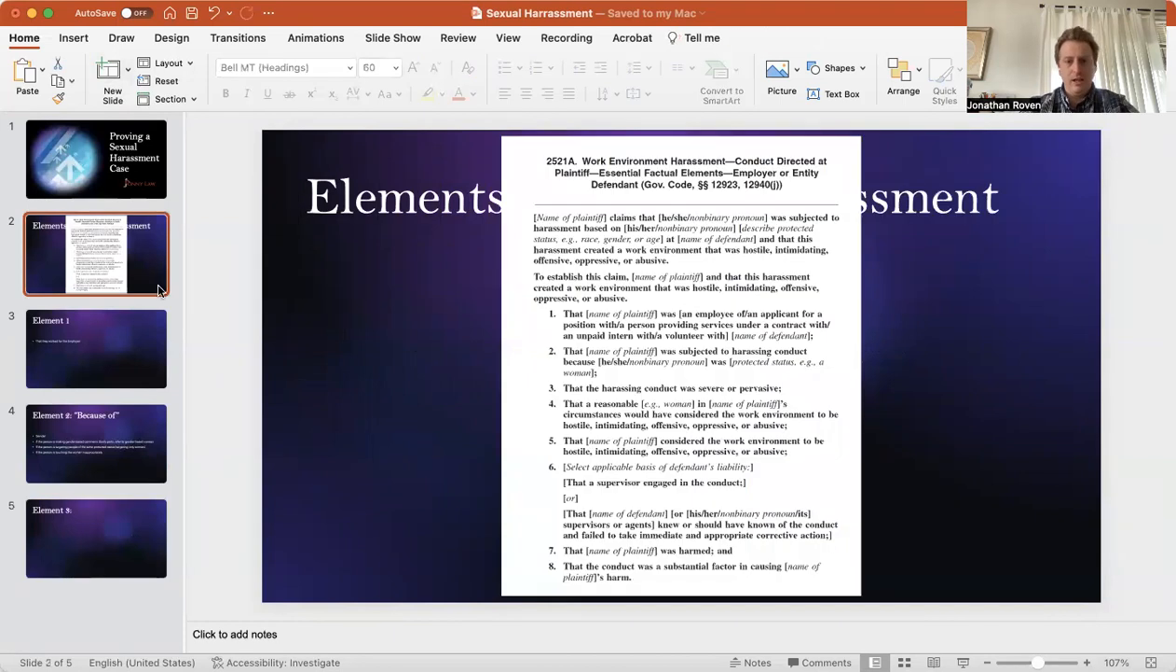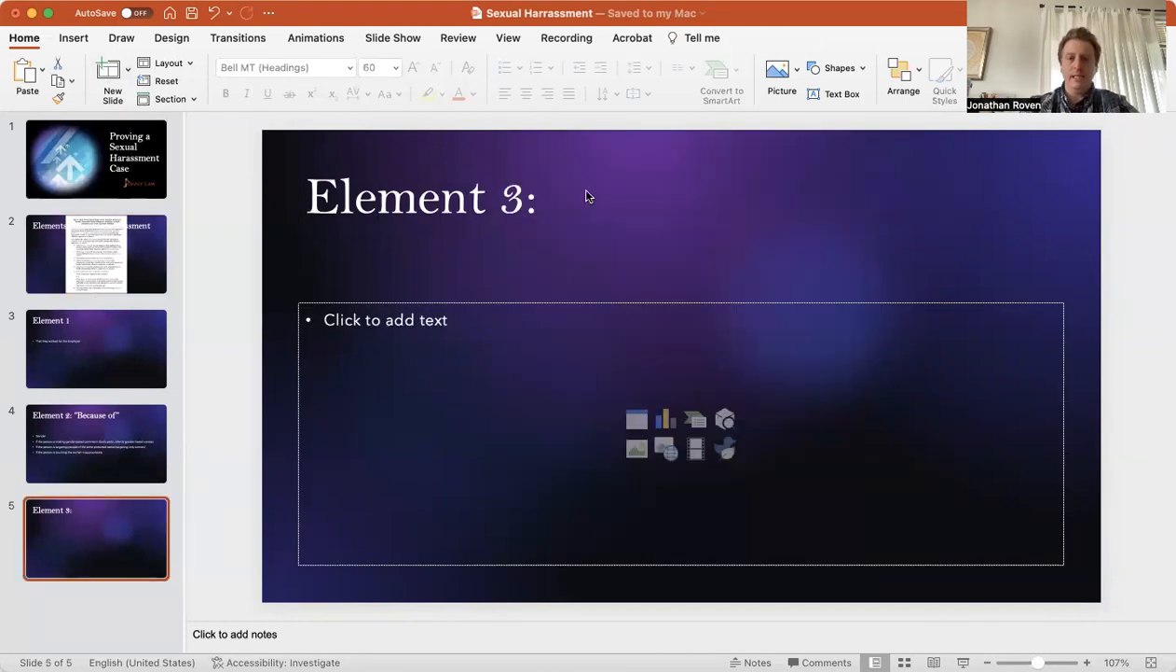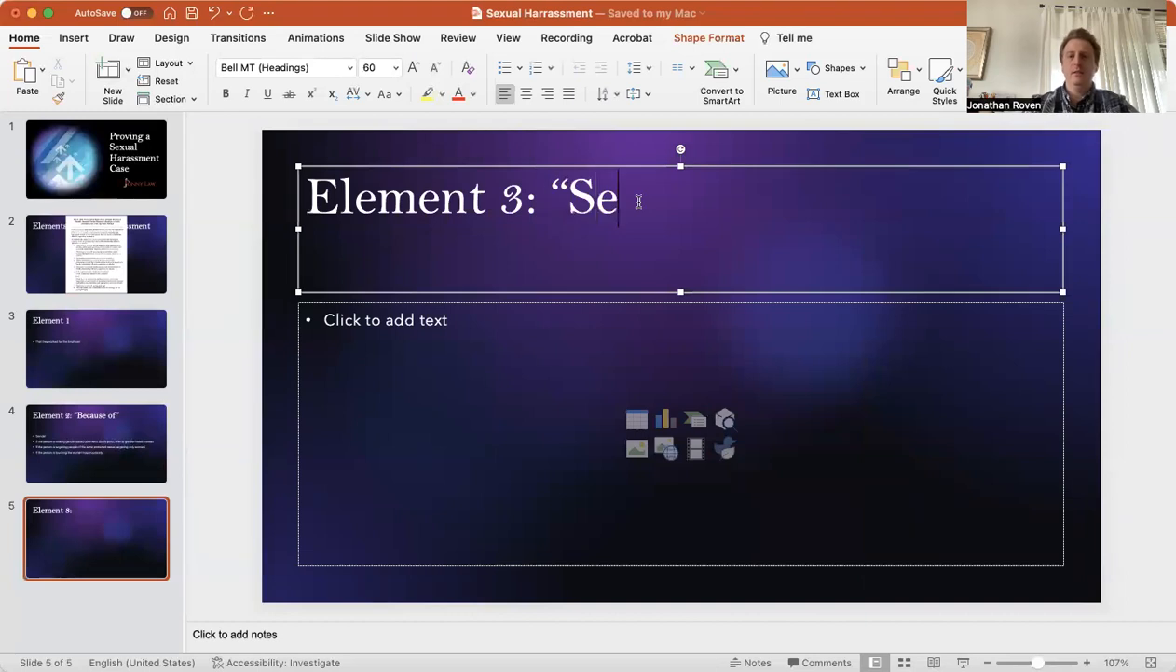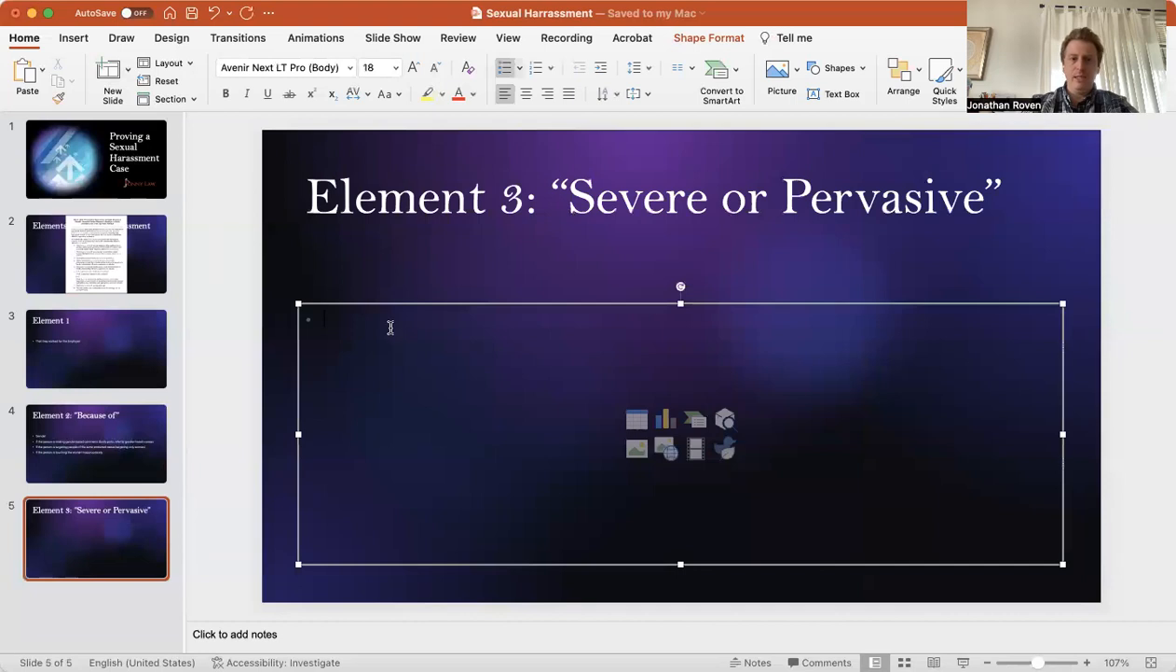So the third element, and this is one that is very hotly litigated, is a specific California standard, whereas severe or pervasive. Severe or pervasive is generally defined in law, and it's heavily litigated as to what it actually means, so much so that it was recently changed under government code.